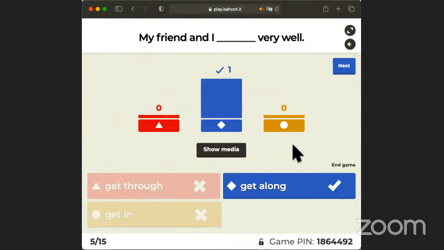Yes, very good. Get along means to have a good relationship with someone. Can we read the correct statement, please? My friend and I get along very well. Excellent.